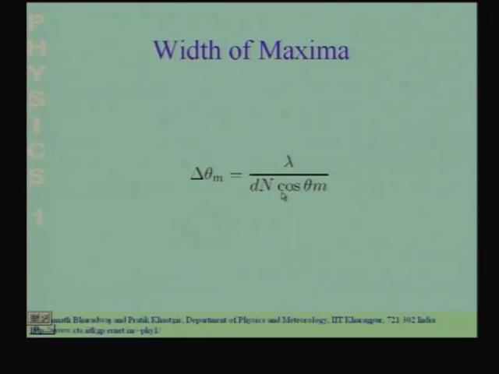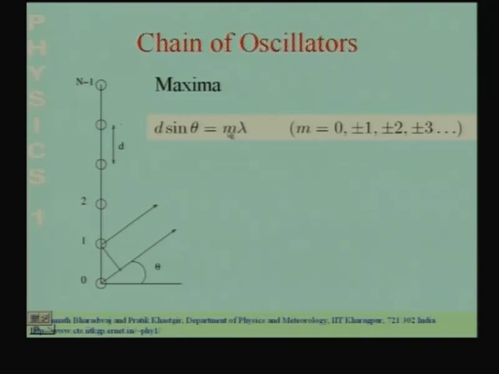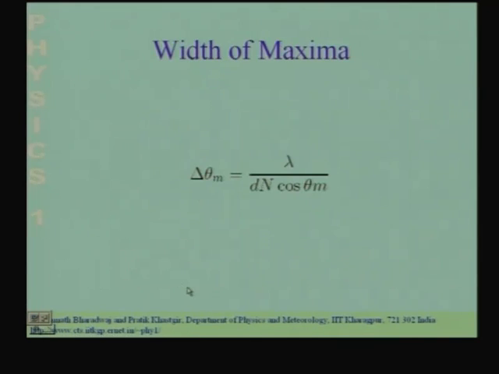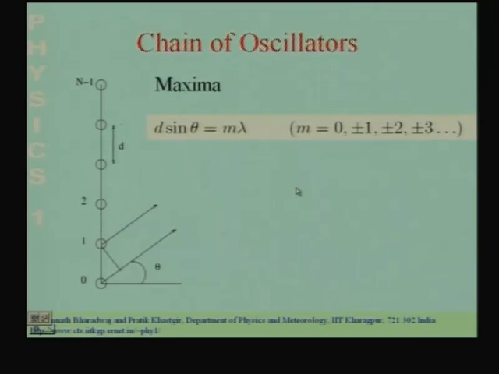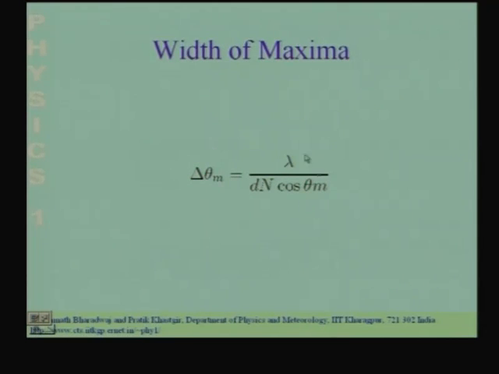And if I look at, for example, the 0th order maxima, the 0th order maxima occurs when theta is equal to 0 in this direction. If I look at the 0th order maxima, cos theta m is going to be 1. The first order maxima is going to occur at theta equal to sin inverse lambda by d. So, it is a larger value of theta, and cos theta is going to be smaller. So, what we can say is that the 0th order maxima is the sharpest, the first order maxima is somewhat broader, the second order maxima is even broader.